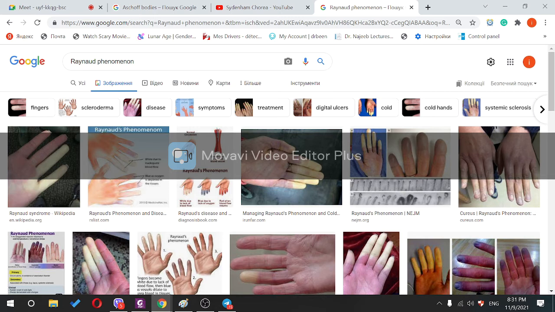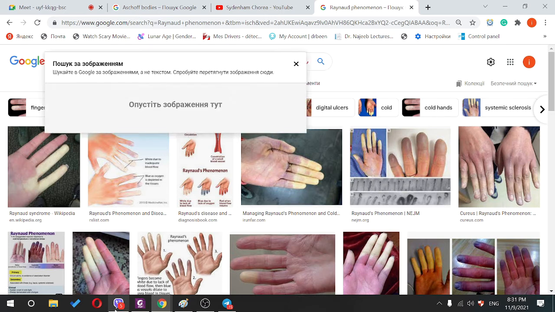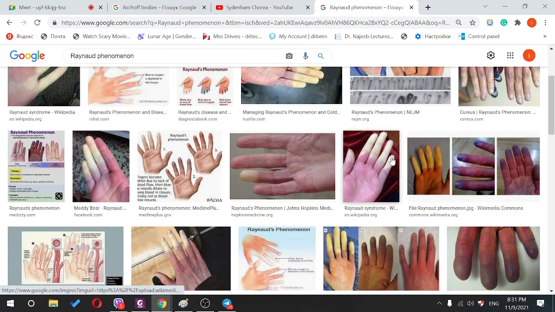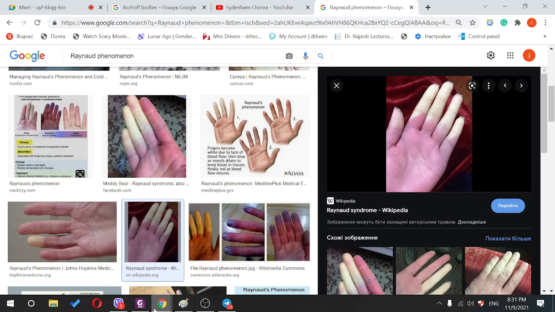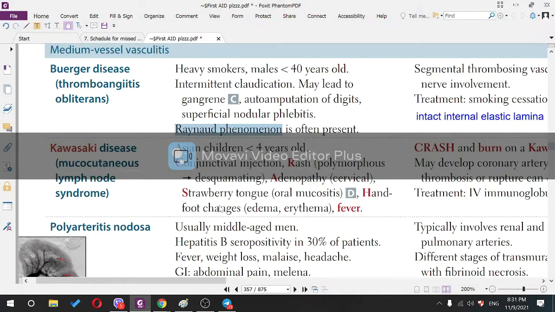For Raynaud phenomenon, on the other hand, the treatment is calcium channel blocker. For thromboangiitis obliterans, it's not calcium channel blocker. Do not make that mistake. So Raynaud phenomenon, calcium channel blocker because it vasodilates the vessel. Okay. Do you see it? Oh yeah. Mostly when they are exposed to cold.